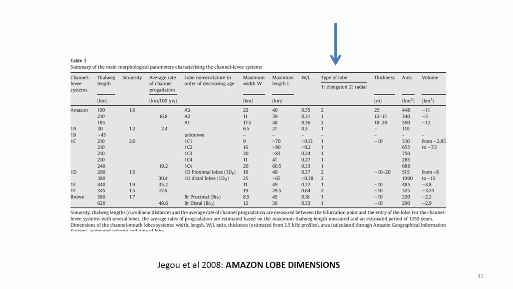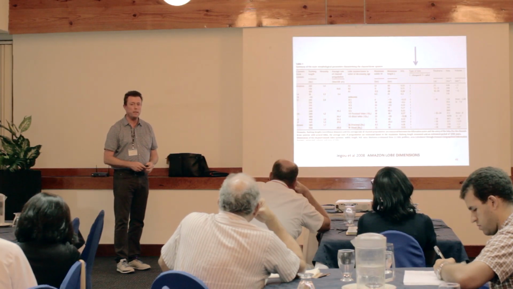But what was fantastic about this, as a starter for 10, was that they distinguished two different end members of lobes on the Amazon fan. One was radial, and one was elongated. The two end members that we were already familiar with. This is quite new, really, in terms of reservoir application.